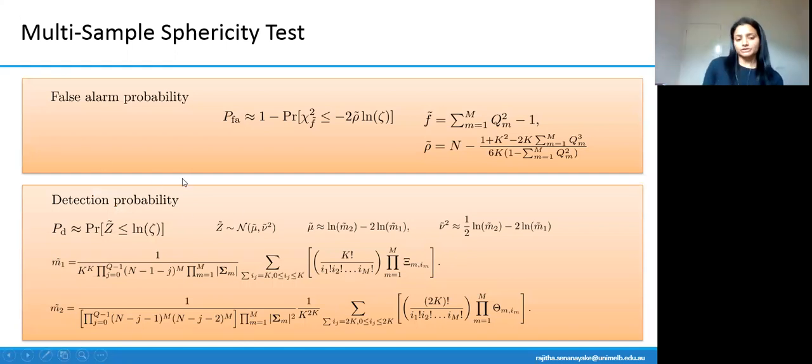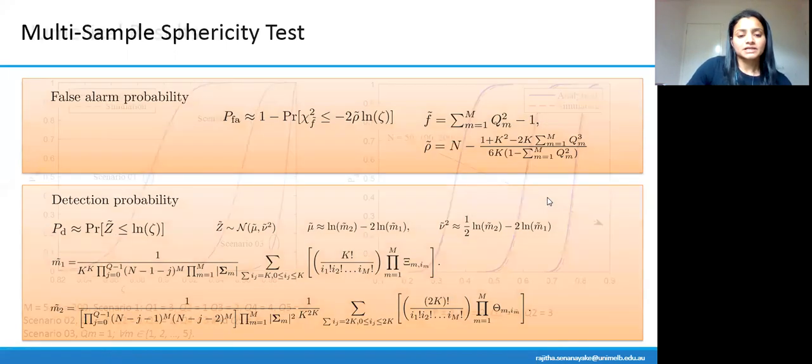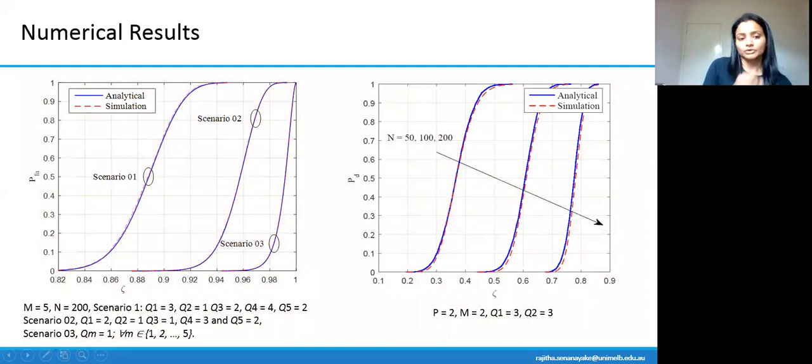Again, with this one, we actually did a lot of analysis, and we derived the false alarm and detection probabilities. We followed quite similar steps like we did with the centralized approach, and we could approximate the false alarm probability using a chi-squared random variable, and the detection probability, again, using a Gaussian random variable. So again, since these were approximations, to give you an idea about the accuracy of these results, I've included these numerical results.